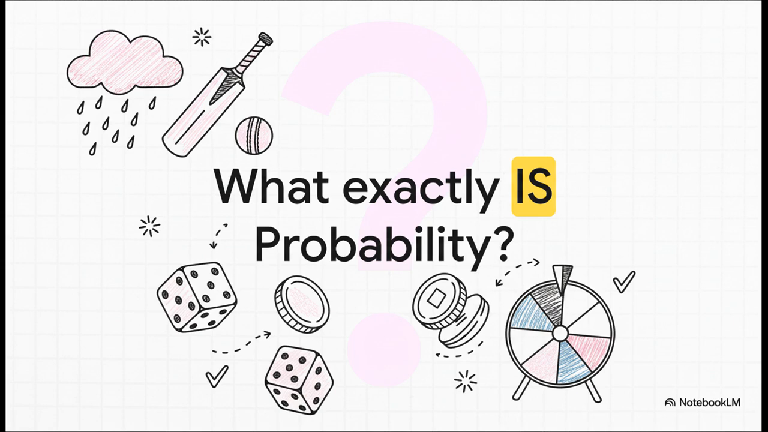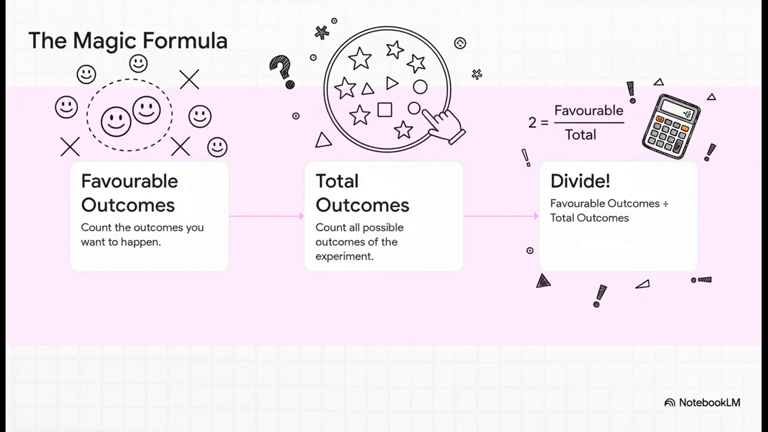What is probability anyway? You know, in simple terms, it's just a way of measuring chance. Like, what's the chance it's going to rain today? Or what's the chance that India will win the next cricket match? Probability just gives us a number for that chance. That's all it is. And here it is, the 3-step magic formula.